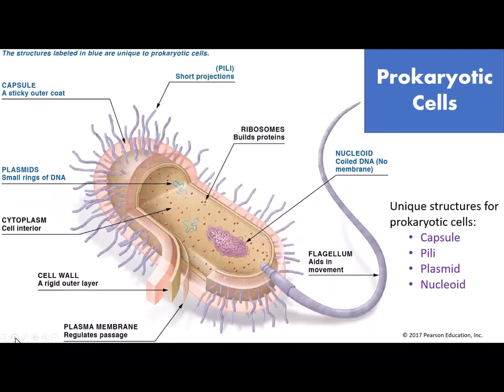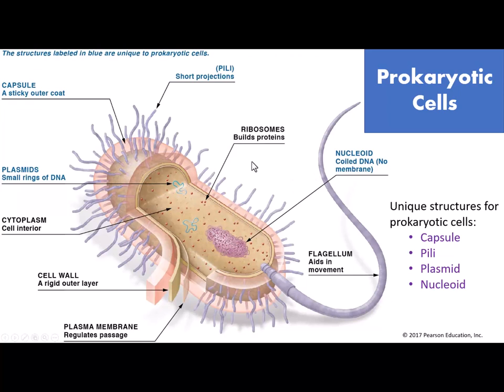Some key features of our prokaryotic cell that are unique are in blue. A capsule, which is a sticky outer coating, is unique to our prokaryotic cells. Pili are short projections that look like hair all over the prokaryotic cell. Plasmids are small pieces of circular DNA that are found in the prokaryotic cell. And they have a nucleoid region, where they have a coiled mass of DNA. There is no membrane around the nucleoid. It is just a region where the DNA is housed in prokaryotes.